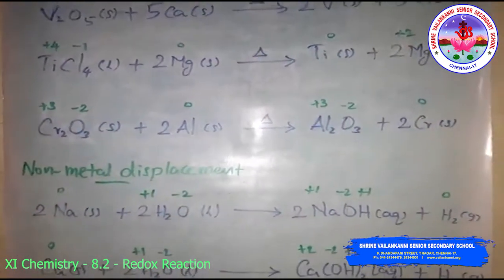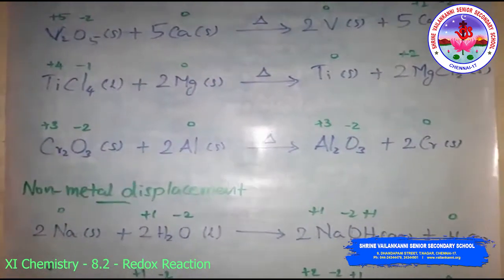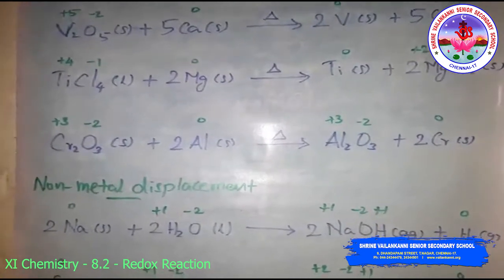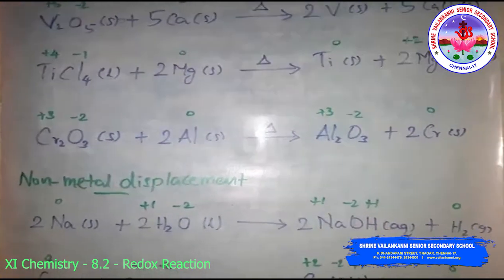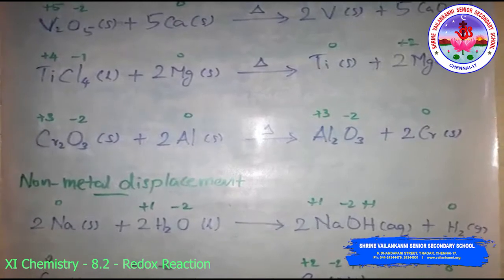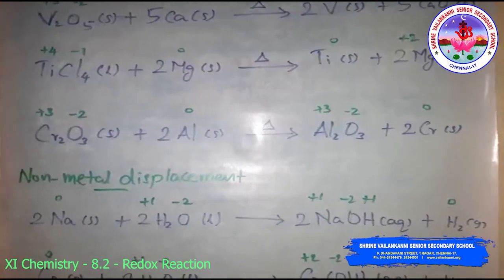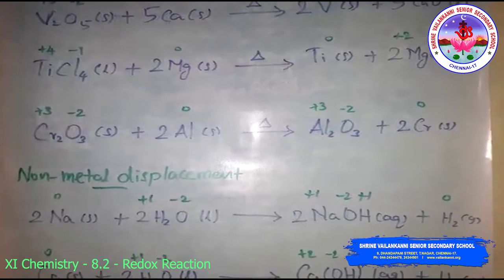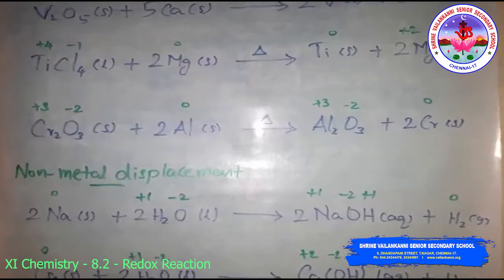In each case, the reducing metal is a better reducing agent than the one being reduced, which is evidently more capable of losing electrons as compared to the one that is reduced. Okay.